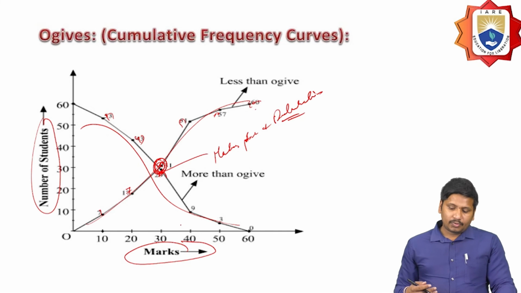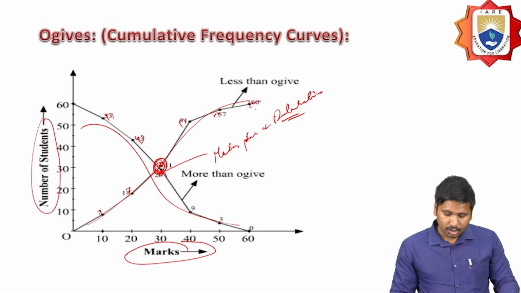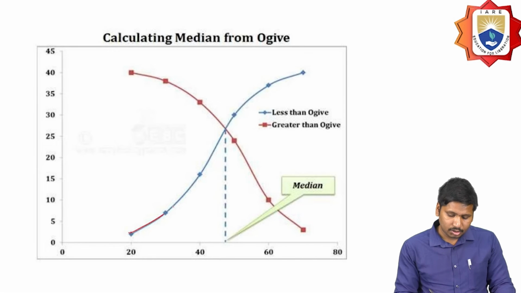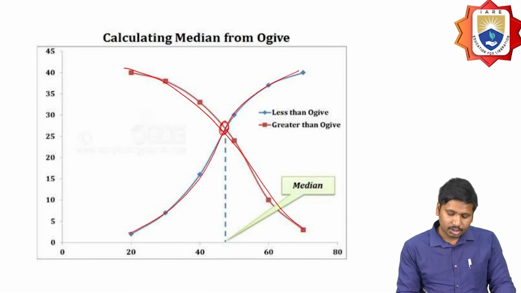So what is the curve of less than ogive and greater than ogive? The point of intersection gives the median point of the distribution. Let me show it like this. This is the less than ogive, and this is the greater than ogive, and their intersection should be the median. That should be the value.